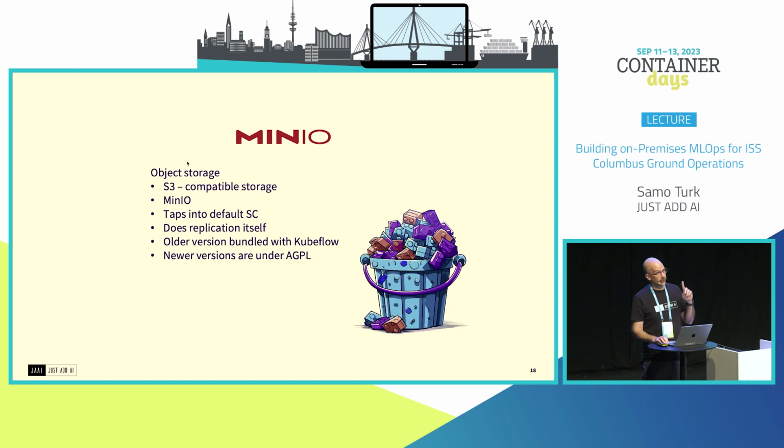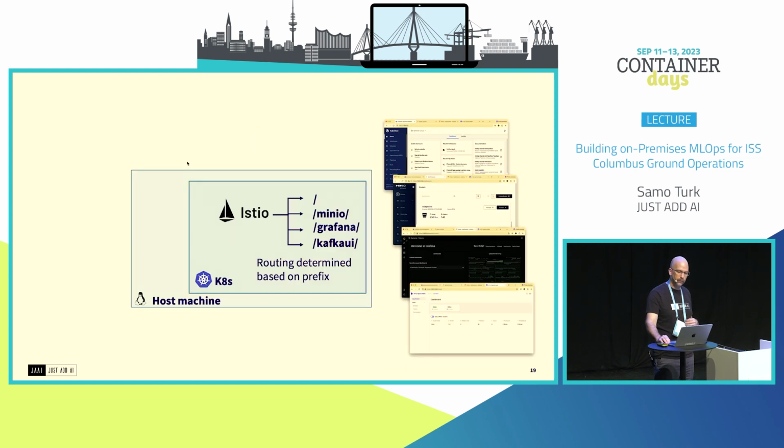Right, and one additional benefit is it also has a nice front end. Okay, so that was storage. One big thing we also had to tackle was all the networking. Here the decision was quite pragmatic. Kubeflow ships with Istio, so we decided to also go with Istio and all the additional services that we are providing: MinIO, Grafana, Kafka UI, and other stuff. We also just expose them through Istio, and routing is determined based on prefix.